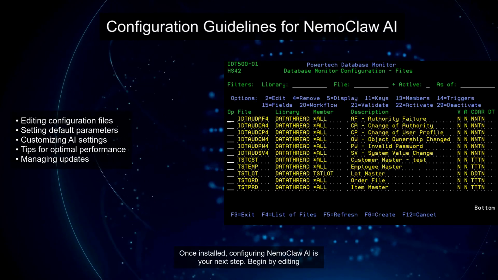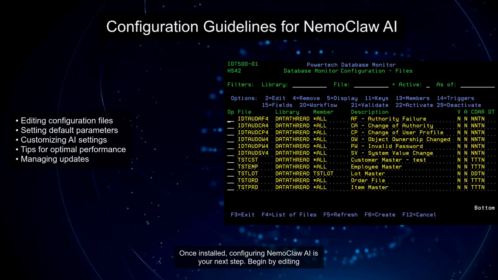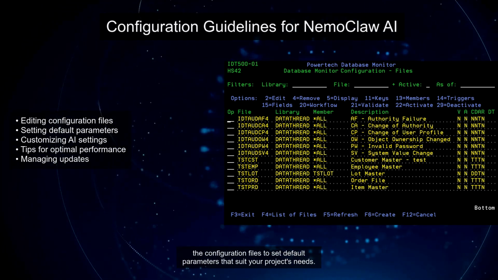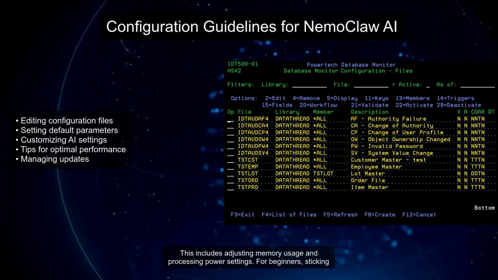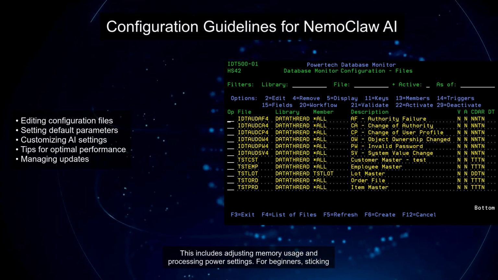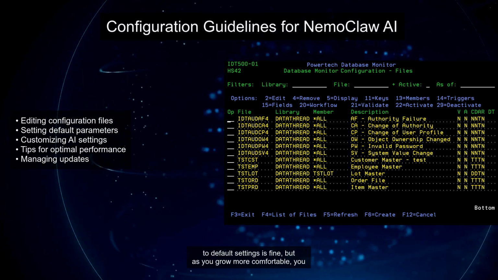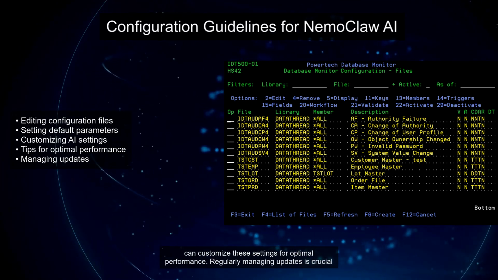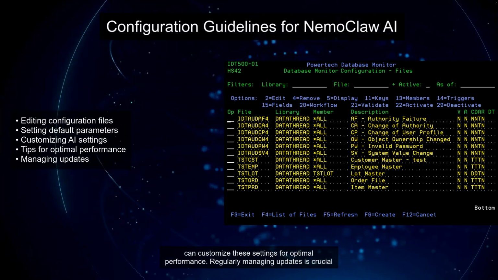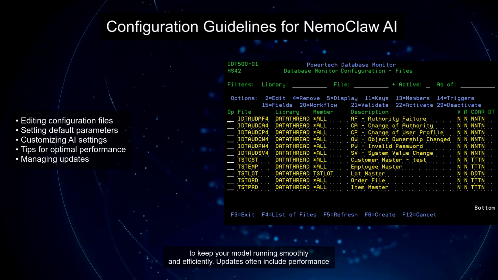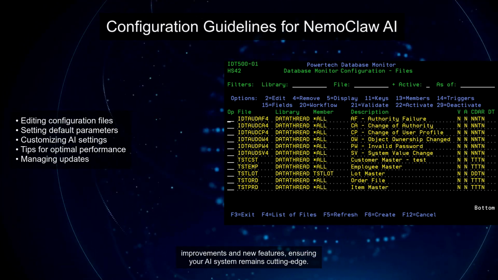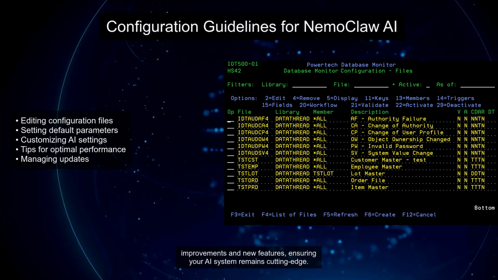Once installed, configuring NemoClaw AI is your next step. Begin by editing the configuration files to set default parameters that suit your project's needs. This includes adjusting memory usage and processing power settings. For beginners, sticking to default settings is fine, but as you grow more comfortable, you can customize these settings for optimal performance. Regularly managing updates is crucial to keep your model running smoothly and efficiently. Updates often include performance improvements and new features, ensuring your AI system remains cutting edge.